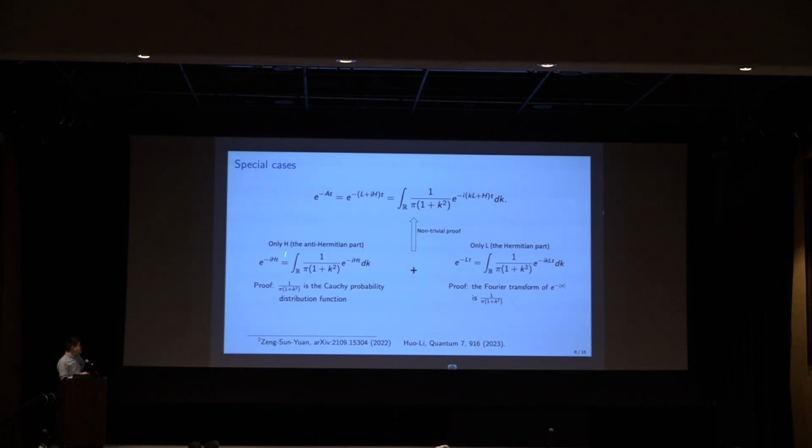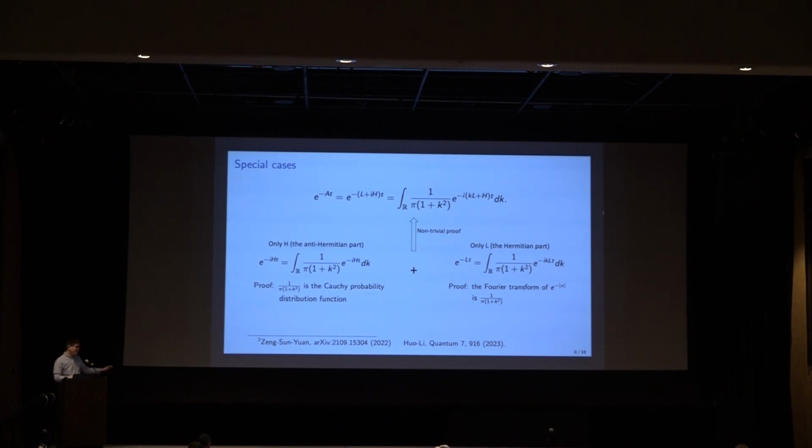The first simplest case is that we only have the H part, that is, we get rid of L and only have the anti-Hermitian part H. In that case, our evolution operator goes back to the unitary evolution operator. So this is just a Hamiltonian simulation problem, and our equation becomes something like this. We just get rid of L. And this equation is quite trivial.